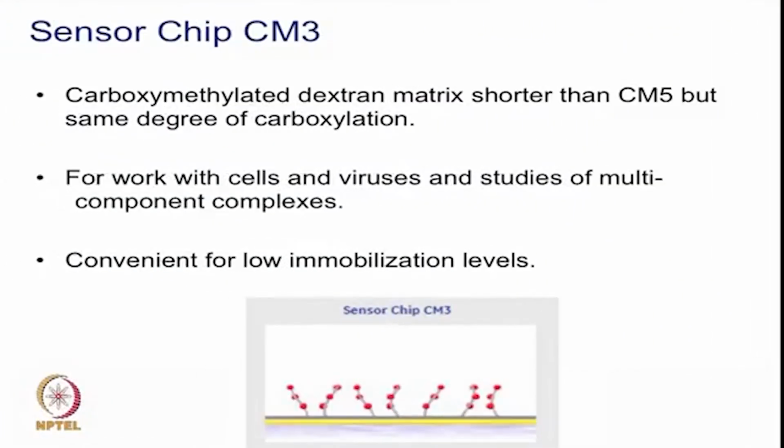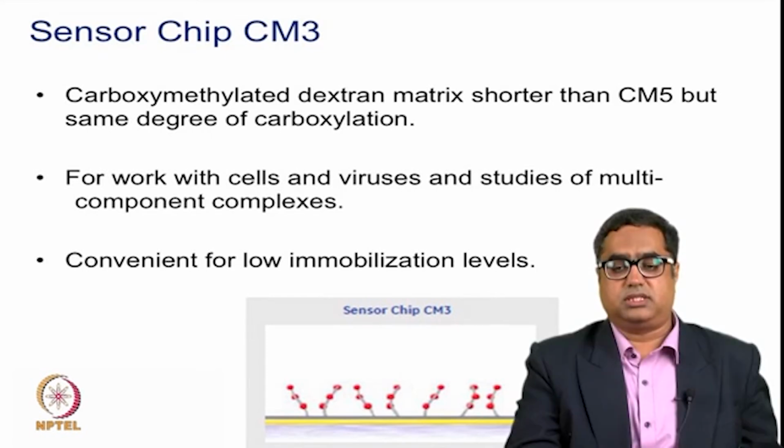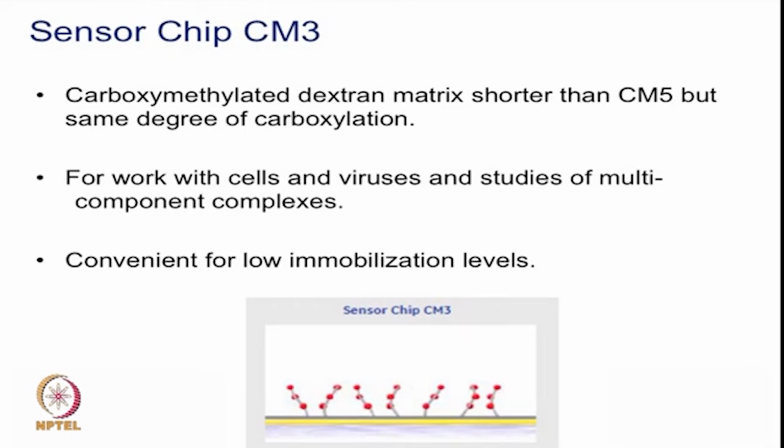Coming to another chip surface, which is called CM3, another way of branching of the carboxymethyl groups on the sensor. Here again the matrix is a little shorter than CM4, also convenient for low immobilizations and generally good with cell or virus immobilization or multi-component complexes. So, coming to another sensor chip is the C1 sensor chip.